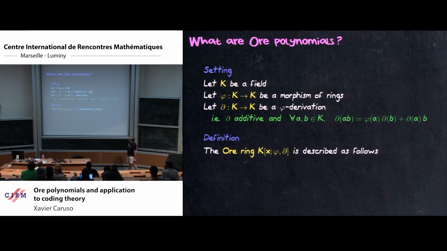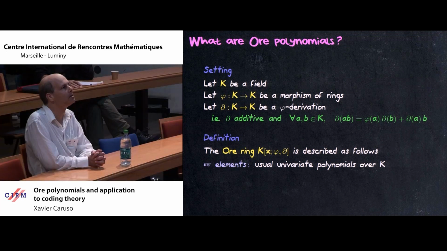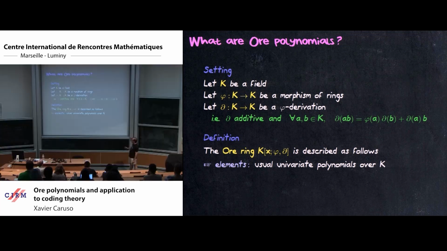Okay, and now I can define the Ore ring, which I denote by K of X, phi, and D. It's a non-commutative ring in general. It is described as follows. First I describe its elements. Elements are just usual univariate polynomials over K. I insist that they are univariate polynomials. The variable is this X, and this phi and this D are just extra letters in the notation, denoting the twisting morphism and derivation. They are not variables.